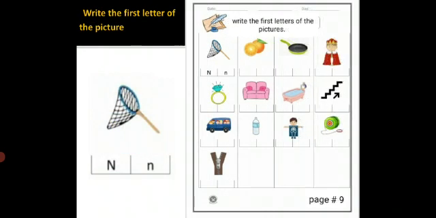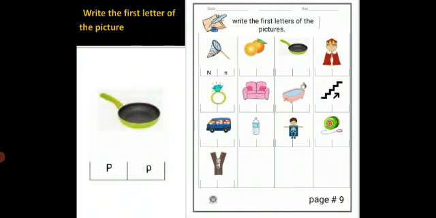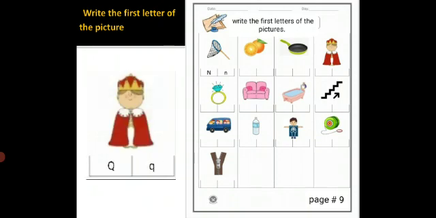Look at the first picture. Net. We can write N for net. Orange. Orange starts with letter O, so we can write O here. Pan. We can write P for pan. Queen. We can write Q for queen.